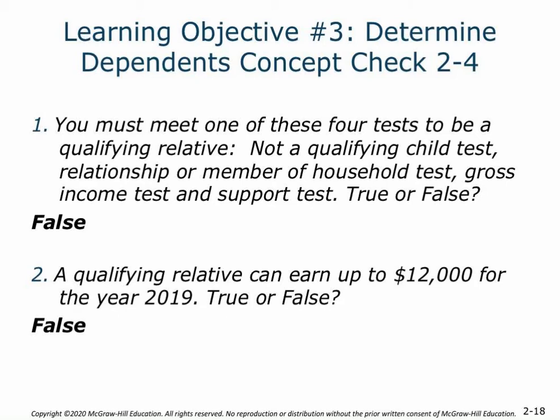You must meet one of these 4 tests to be a qualifying relative: not a qualifying child test, relationship or member of the household test, gross income test, and support test. That is false. 2, a qualifying relative can earn up to $12,000 for the year 2019. And again, that is false. So 4,200 is going to be the gross income test amount.